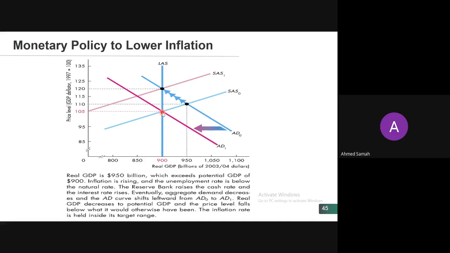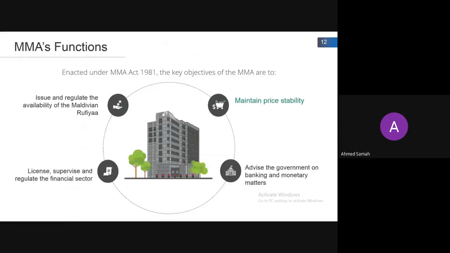So that's about it on the monetary policy and everything. Then I will talk about how the monetary policy is conducted in the case of Maldives. So MMA, there are four main functions of MMA, one of which is the issuance and regulation of Maldivian rufiyaa.